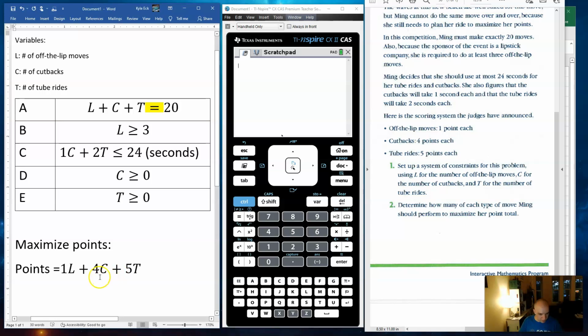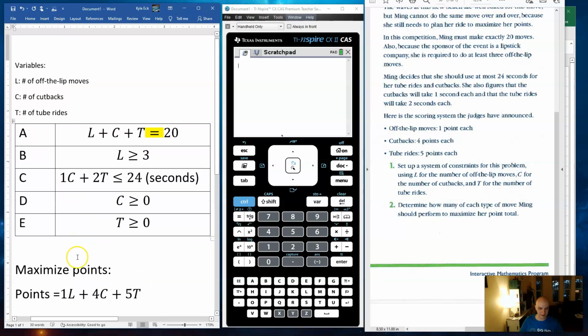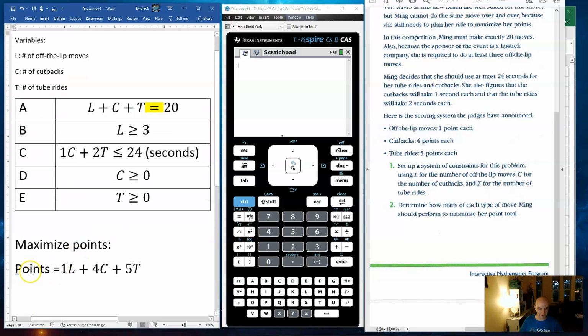Points, by the way, is not a variable, and 1L, 4C, 5T are not constraints. Those are data about the problem that help us create the objective function, but it's not one of the things that I would consider a variable or a constraint.